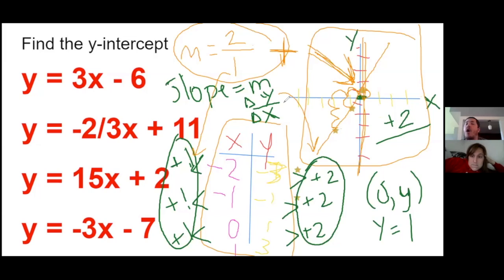Yeah. So that's all we're doing right now is simply identifying those two things. Okay, so la meta para hoy es solo identificar los dos cosas.